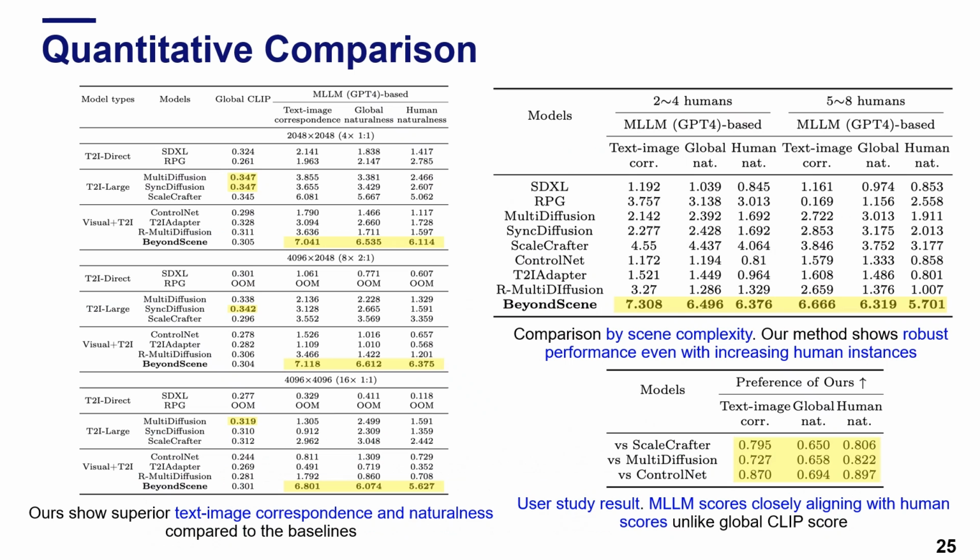In quantitative comparison, BeyondScene shows superior text-image correspondence and naturalness compared to the baselines. Also, our method shows robust performance even with increasing human instances. Furthermore, ours was more preferred in the user study.